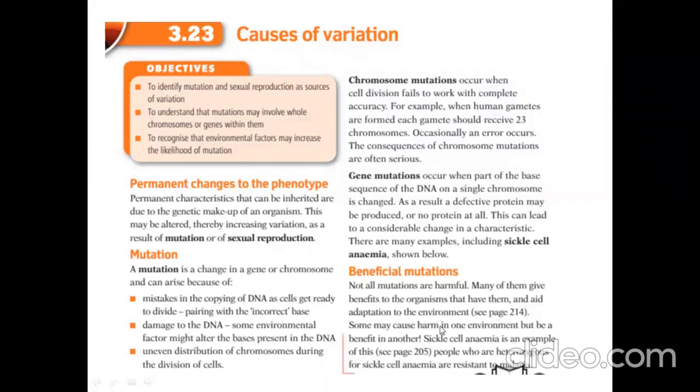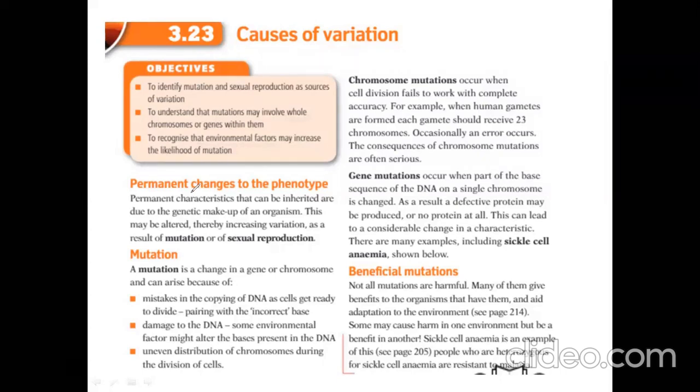Right, so variation is actually the changes that happen within individuals of the same species. Now mutation plays an important role in that variation, right? Environmental factors we discussed already, but mutation also plays a very important role. So let's discuss that. Permanent changes to the phenotype, permanent characteristics that can be inherited, are due to the genetic makeup of an organism. This may be altered, thereby increasing variation, as a result of mutation or of sexual reproduction.